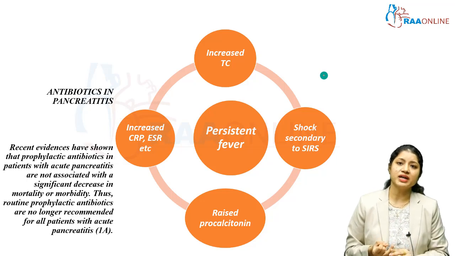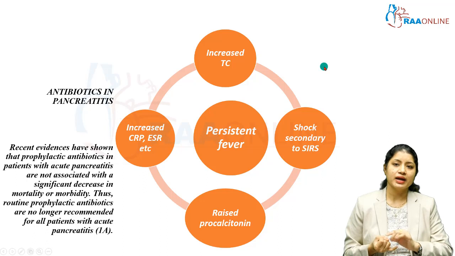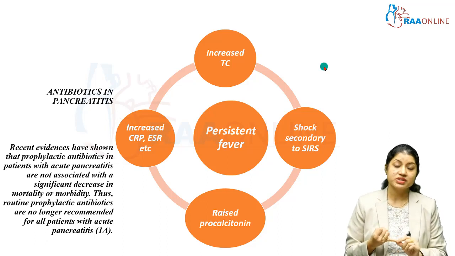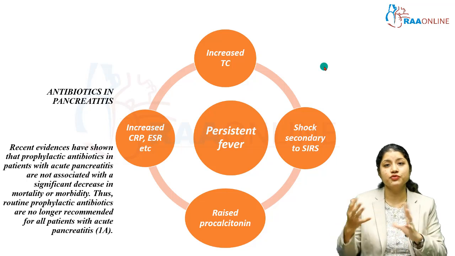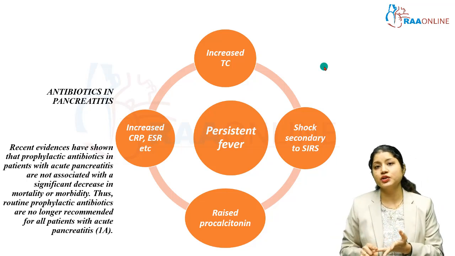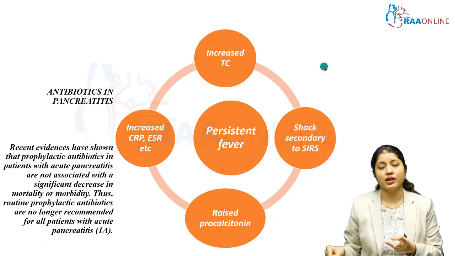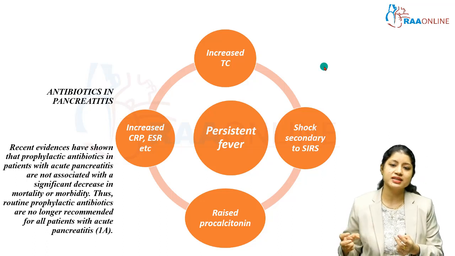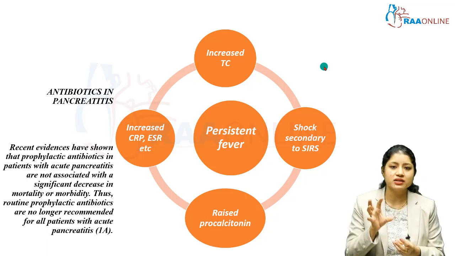As we all know, pancreatitis is a systemic inflammatory response syndrome, and it is always associated with persistent fever, which will give us confusion whether the fever is secondary to SIRS or secondary to infection. Then we see an increased total count in pancreatitis. That again is another SIRS response, so again another confusion.